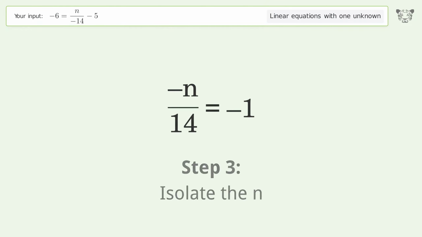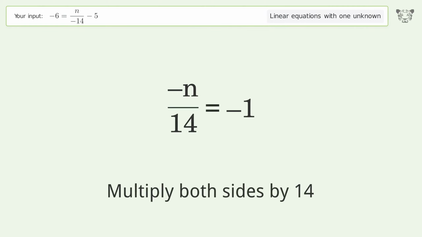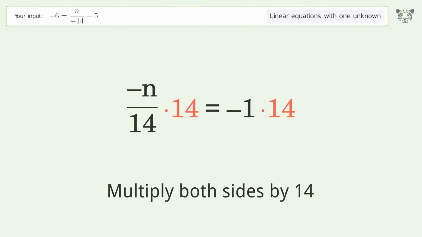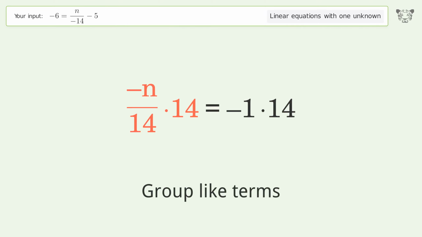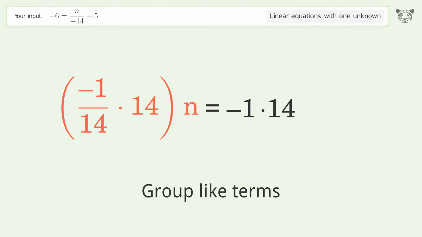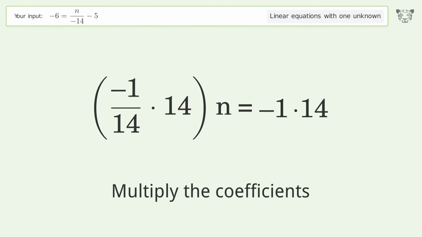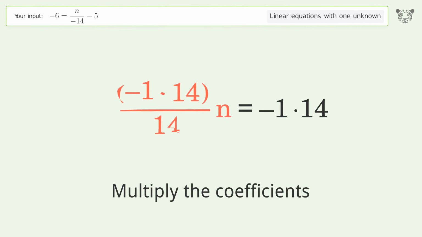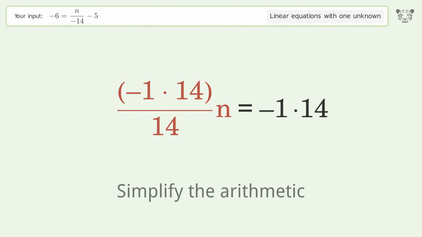Isolate the n. Multiply both sides by 14. Group like terms. Multiply the coefficients. Simplify the arithmetic.